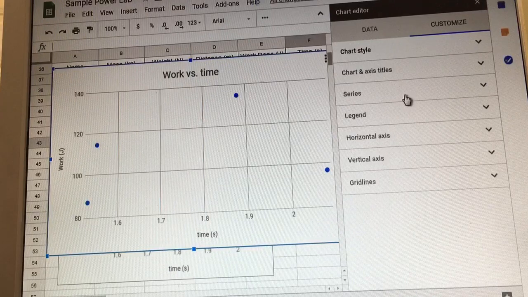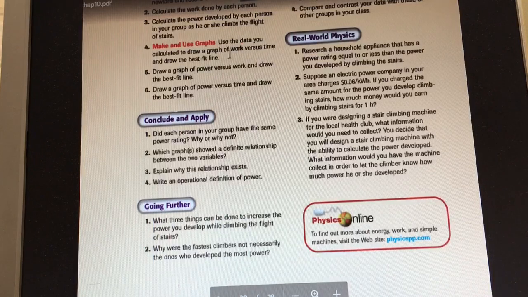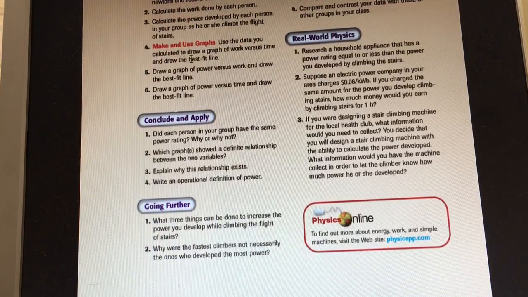So that's how you can take your data and make it look a lot more professional. There's one other thing that the lab asked you to do with the data. It said to make a graph. What else did it say after that? It said to draw something. Yeah, best fit line. How many of you, just by raise of hands, have seen or done a best fit line? So not too many.